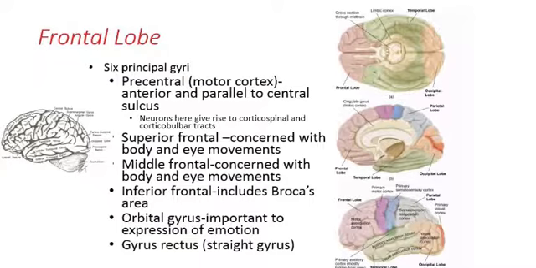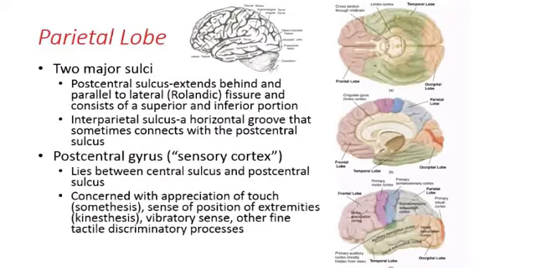Next, we have the superior frontal gyrus that's concerned with body and eye movements. And so that's just a little bit anterior. The middle frontal gyrus is also concerned with body and eye movements. And inferior frontal, which is down here, includes Broca's area that we talked about last week. The orbital gyrus is right above the eyes, and that's important in the expression of emotion. And then there's an area called the gyrus rectus right here, kind of a straight gyrus, and that's also involved in reward and reinforcement.